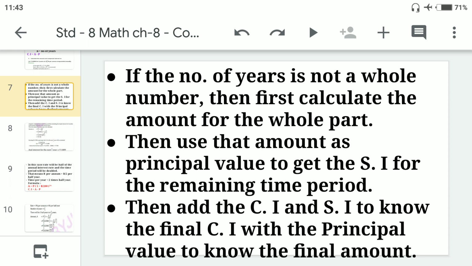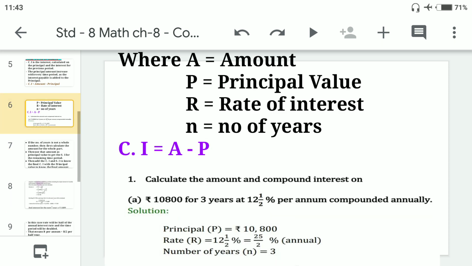Now you see, if the number of years is not a whole number, then first calculate the amount for the whole part. Then use that amount as principal value to get the SI for the remaining time period. Then add the CI and SI to know the final CI, and add it with the principal value to know the final amount. So it is a little bit lengthy. What to do?